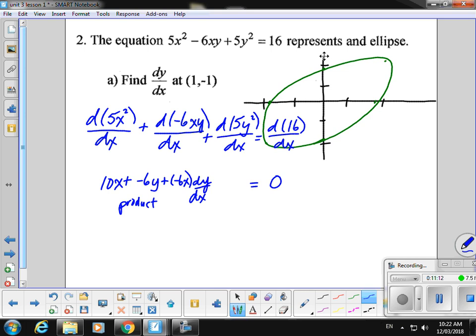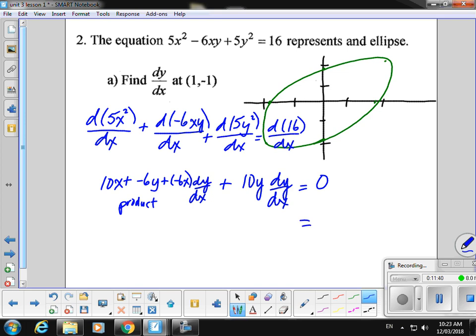Okay, the last one. I'm going to run out of room. The last one. I'm taking the plus. The derivative of 5y squared with respect to x is 10y. Don't forget the guts because the letters don't match: dy/dx equals 0. Okay, so now I've got to kind of collect this mess and get dy/dx by itself.